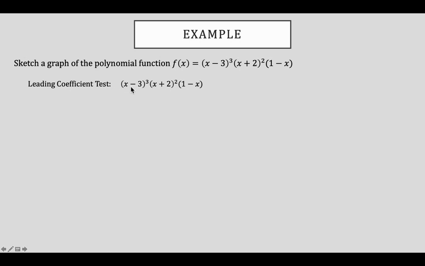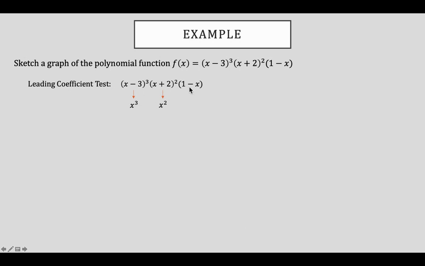Notice if I were to multiply out x minus 3 times x minus 3 times x minus 3, that's x minus 3 quantity cubed. My highest power of x from this grouping would be x to the third. For this grouping, x plus 2 quantity squared, if I were to multiply x plus 2 times x plus 2, my highest power of x would be x squared.